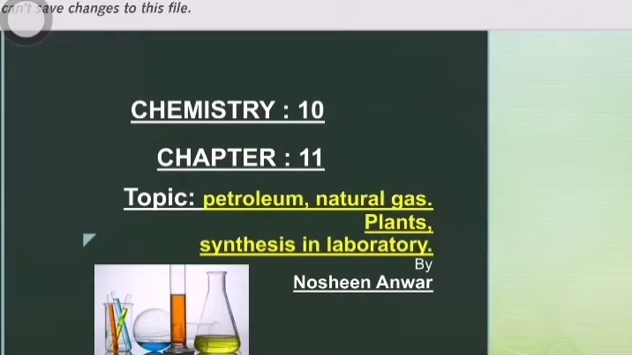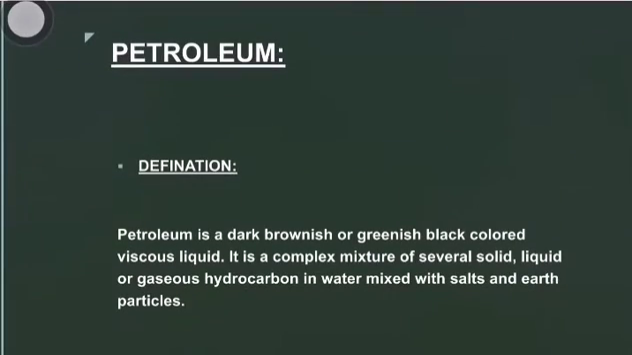Assalamualaikum students. Today we are going to start our topic, which is petroleum, natural gas and synthesis of organic compound in laboratory. First of all, we will discuss petroleum.